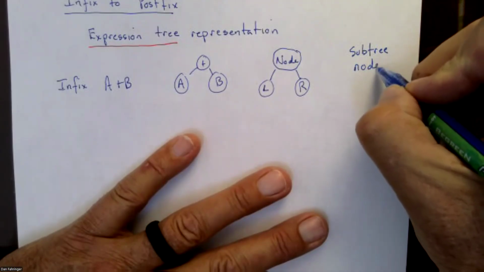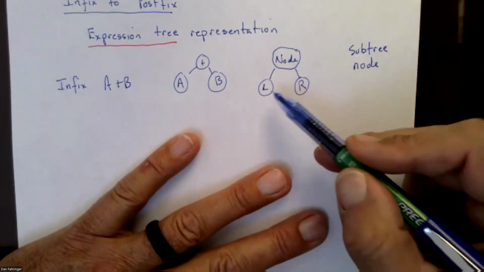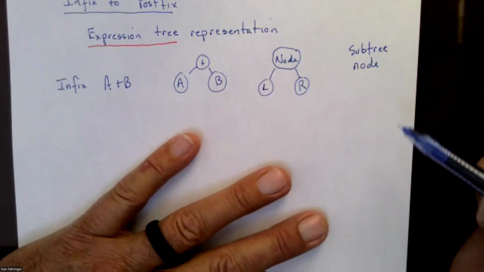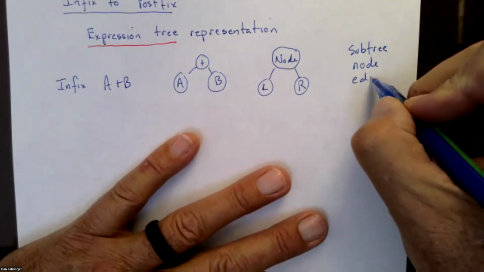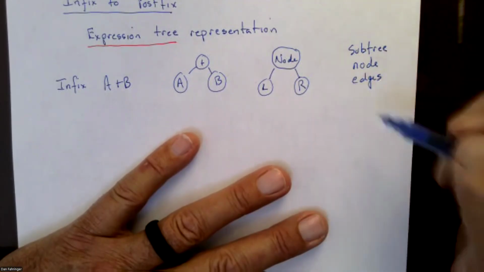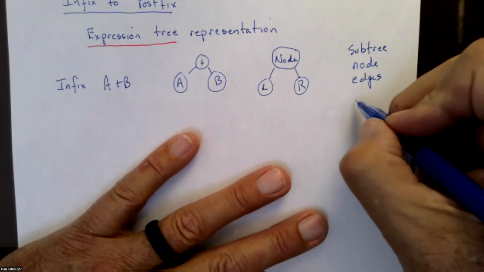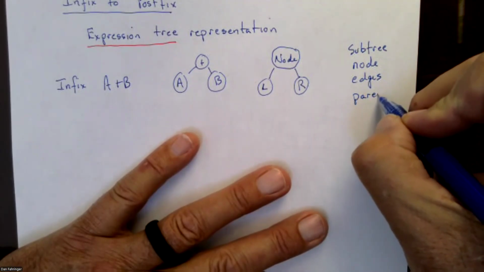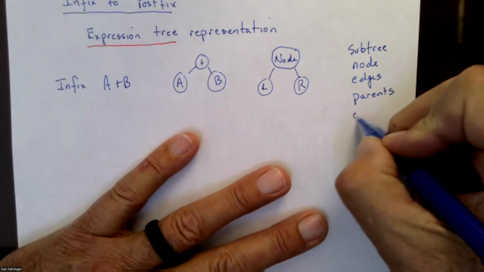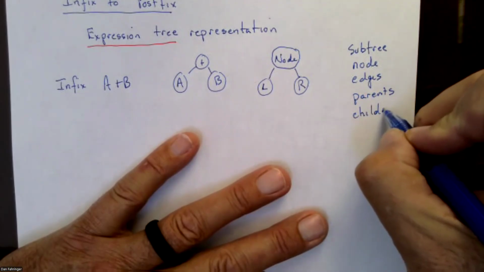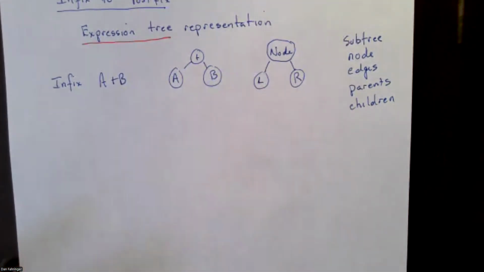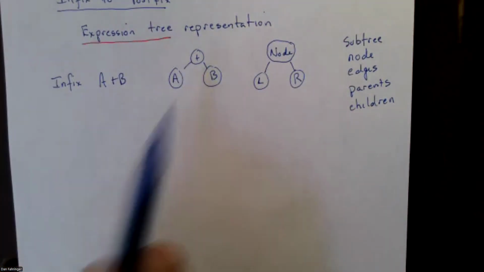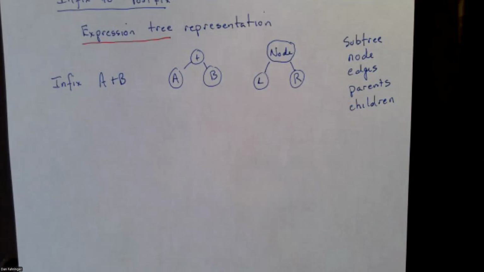We just mentioned a node, like this is a node. Technically, this is a node and this is a node. Edges. Edges are what connects nodes. We have parents and we have children. Okay, the parent would be the plus, the children would be A and B. But we're going to look at these trees lots and lots of different ways.